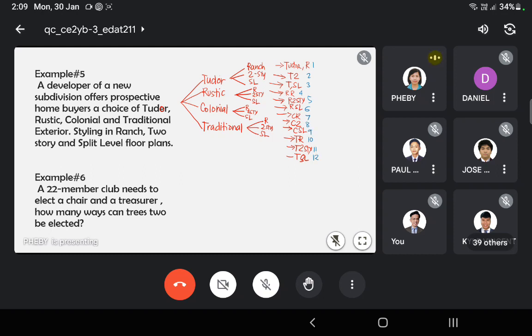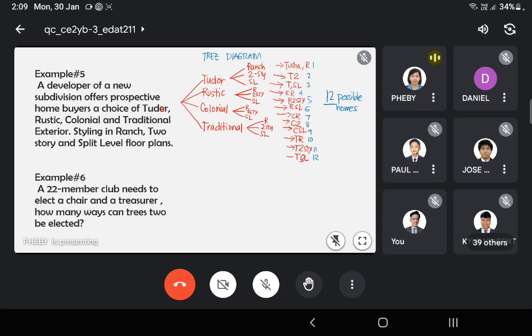Okay, so what if marami? So, there are 12 possible homes na pwedeng pagpilian ng buyer na inaalok ng developer. So, there are 12 possible homes. So, that's what we get from our tree diagram.